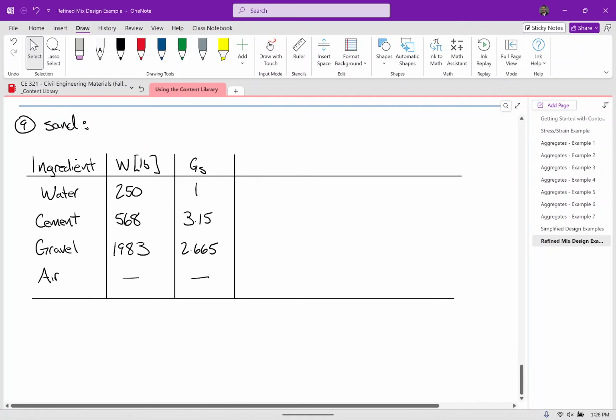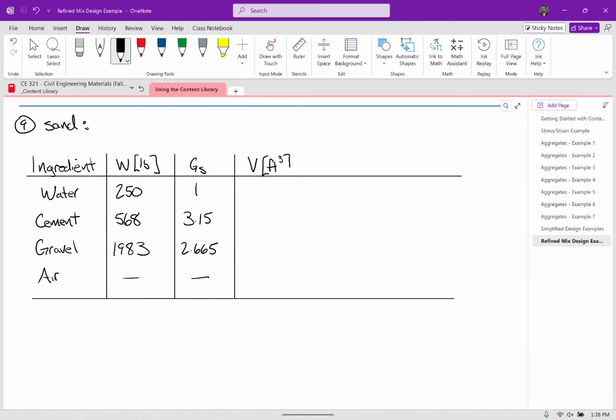Okay. So now we need to calculate the volume. Now how do we do that? The volume's pretty easy, because all we have to do is take the weight over the unit weight of the material. Remember, unit weight is weight over volume, so volume is weight over gamma. Well, gamma is going to be the unit weight of water times the specific gravity.